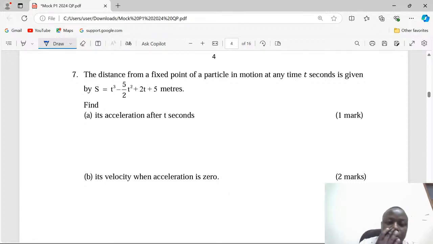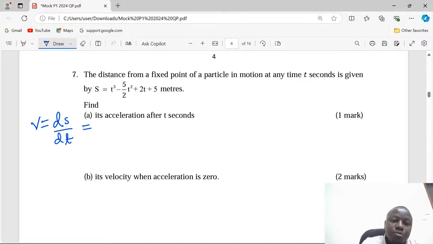Acceleration is usually given by the differential of velocity, and velocity is a gradient function of displacement. This is to mean that acceleration is the second derivative of the displacement function. For us to get the velocity function, we need to differentiate distance with respect to time.